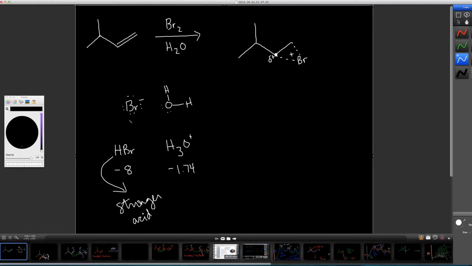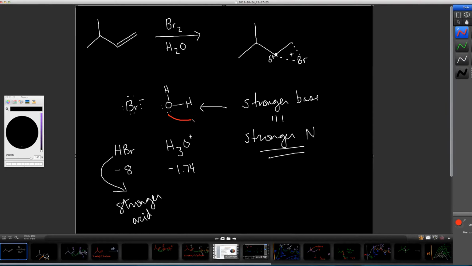Which means its conjugate base is weaker. Therefore, H2O is the stronger base. And we're going to go ahead and equate that with being the stronger nucleophile. So just as we saw before, one of the electron pairs attached to the oxygen atom of water attacks. From the backside, you get net inversion.